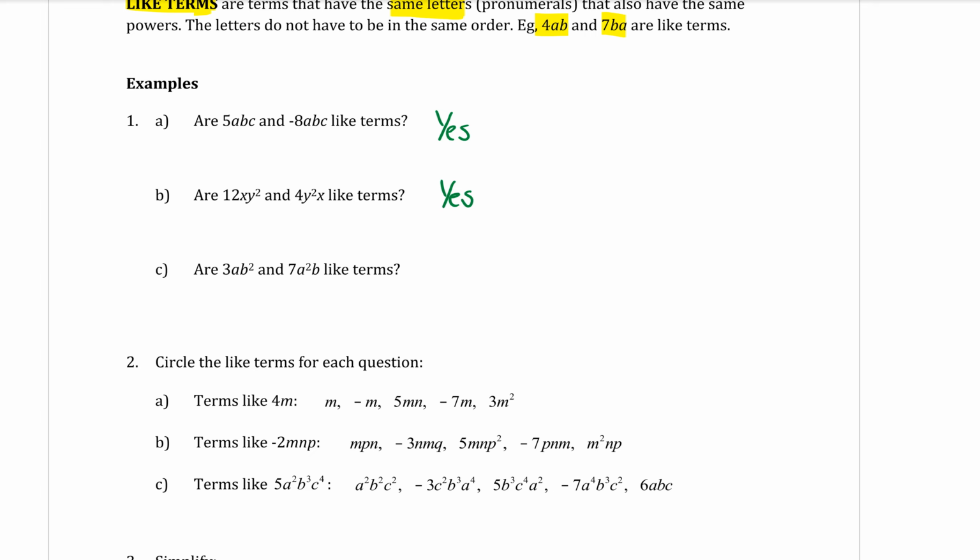How about a 3ab squared and a 7a squared b? No, because the squared is on the wrong letter, isn't it? This one has a b squared and that one has an a squared. So that is different. No.